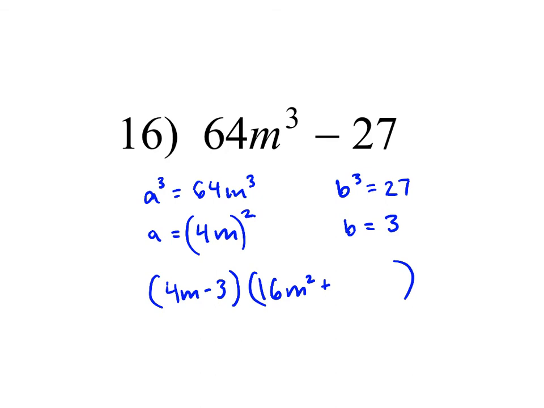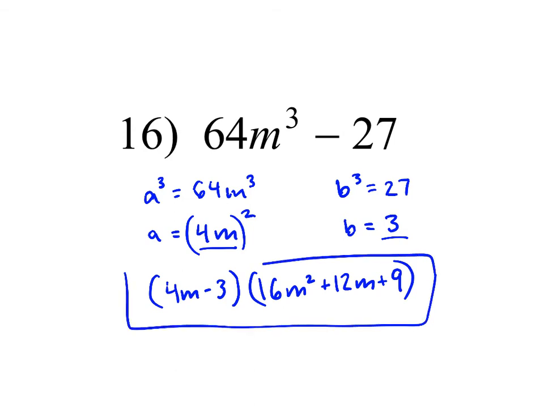So 4m times 3. So what's 4 times 3? 12. 12m. And then plus b squared, which is 9. Awesome. Any questions here? All right, we got one more just like it.